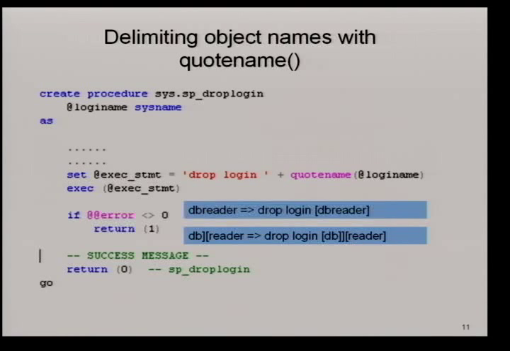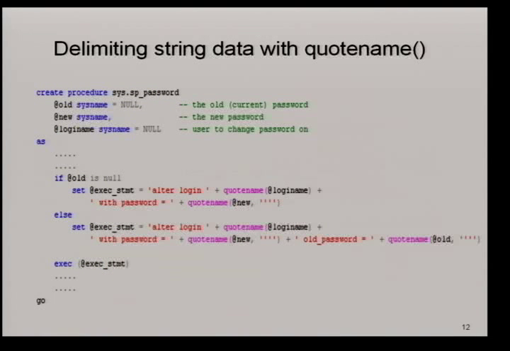So simple. You can also use the QUOTENAME function to delimit string data. If you look at the body of this sp_password stored proc, you will see the SQL statements that are being formed here. ALTER LOGIN plus QUOTENAME, because login name is a SQL identifier, the default, we are using square brackets there. With password, because password is string data, we are using the QUOTENAME function with the single quote character. See here, those are the delimiters to represent string data. And because we have two single quotes here, basically it's a single quote character.